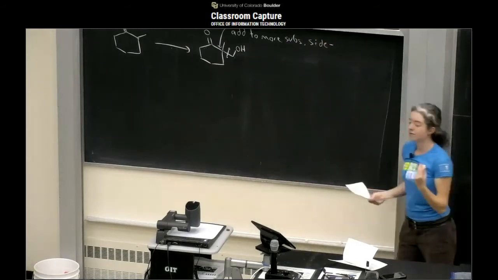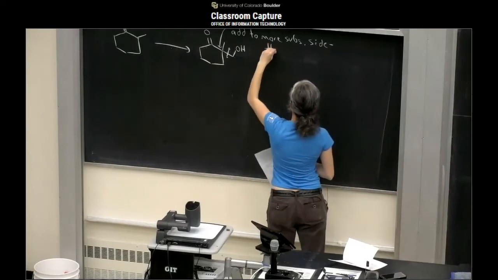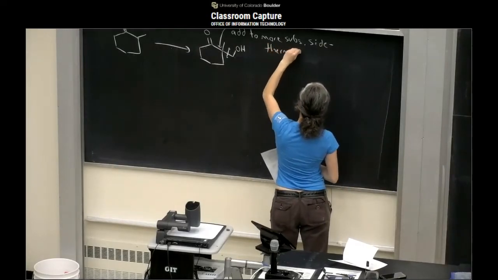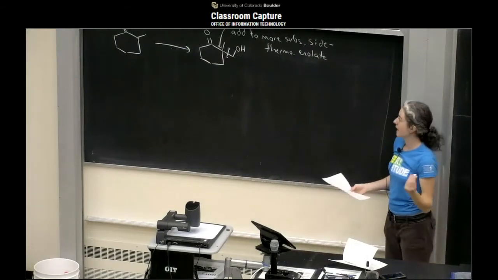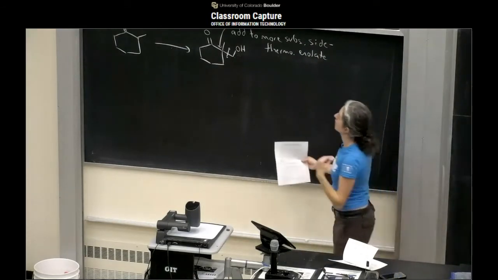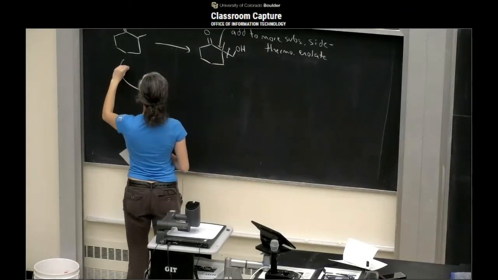We're adding to the more substituted side. We've got to make the thermodynamic enolate, which means probably LDA at 0.95 equivalents is going to do the trick.